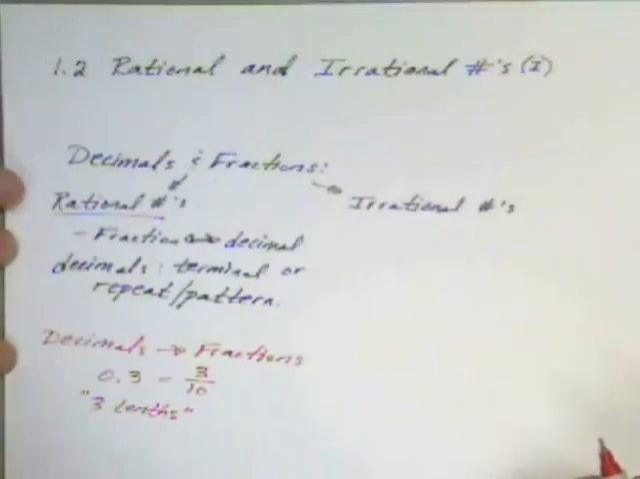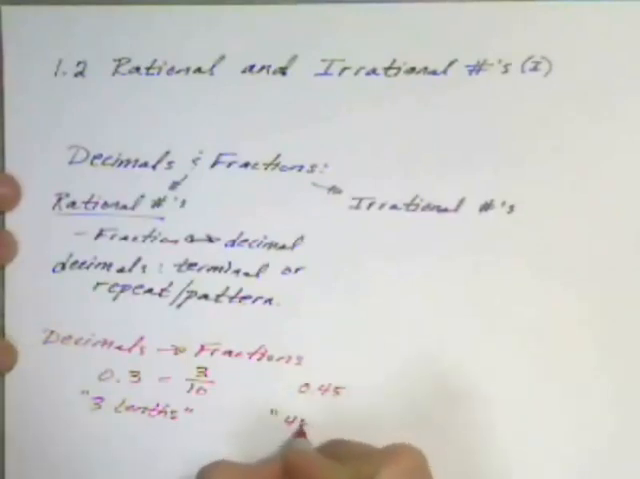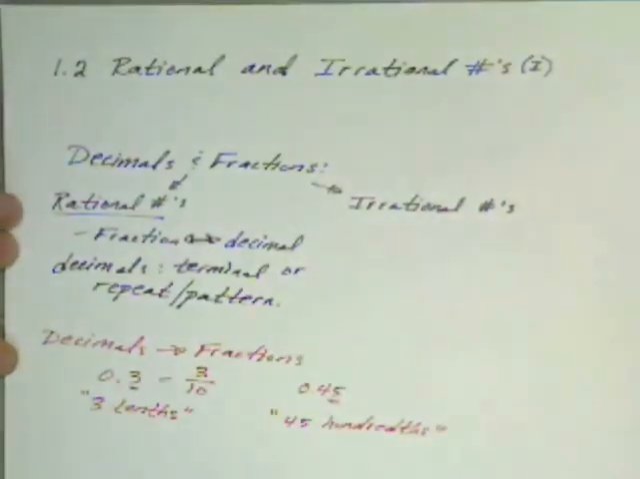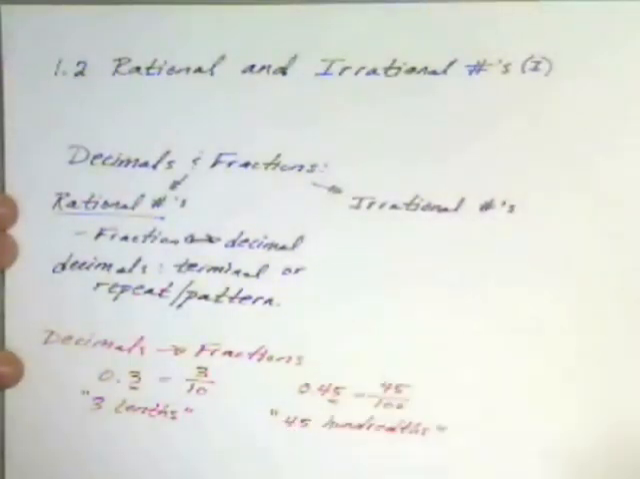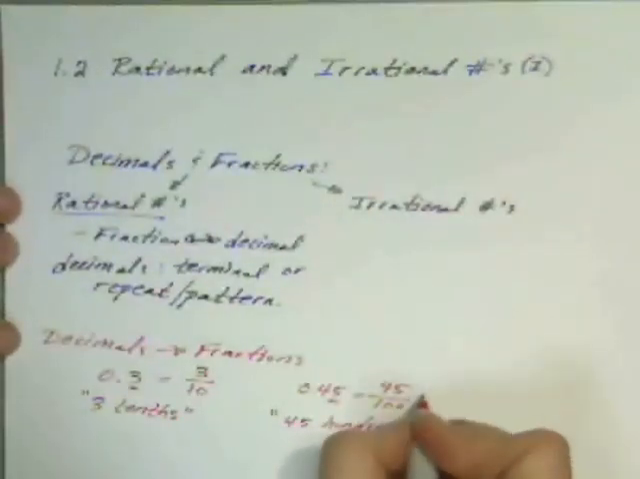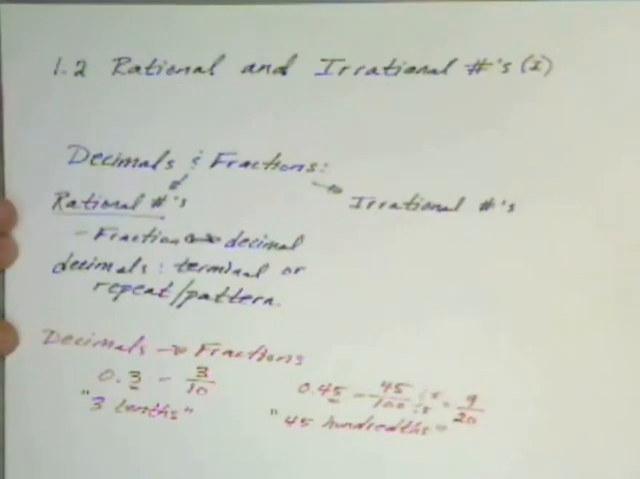Another example would be 0.45, or more appropriately called 45 hundredths. Remember when you name these things, you're naming them based on the place of the last number, where that's at, the place value. So for this one, 45 hundredths would give you 45 over 100. And again, you reduce. Remember to reduce, all you do is divide by the same amount on top and bottom. So I'm going to divide by 5 on top and bottom to reduce this fraction to 9 over 20. So that's what the decimal 45 hundredths is equivalent to.